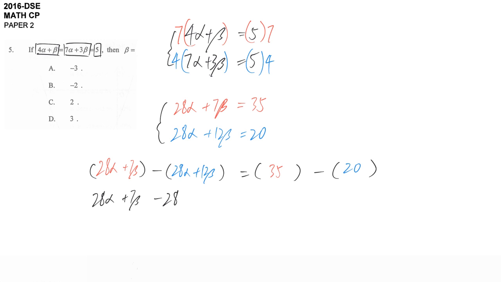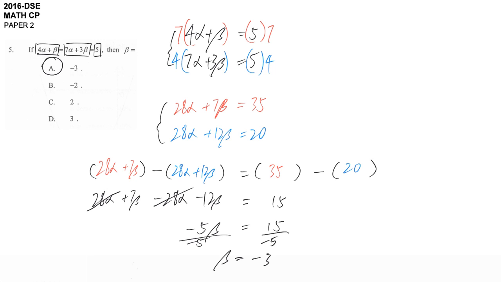we have minus 28 alpha minus 12 beta. Beware the sign change here. Is equal to 15. Alpha and alpha cancel out, so we get 7 minus 12, minus 5 beta is equal to 15. So both sides divided by negative 5 in order to extract beta. Beta is negative 3. So we get A as the answer.